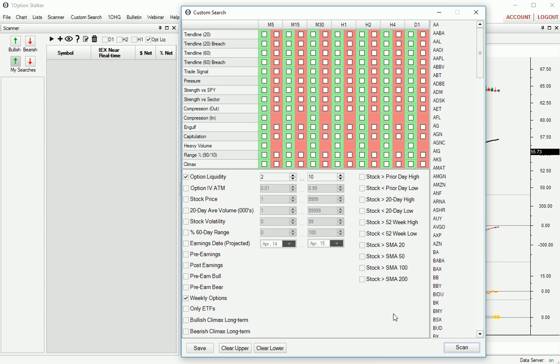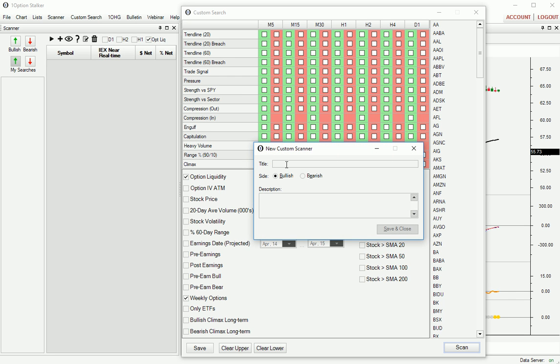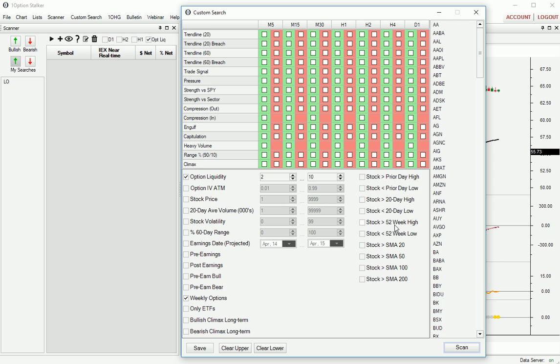Now, this is not a very exclusive search, tons of results, but just to show you, I'm going to save it. I'm going to name it LO, liquid options, just for the heck of it, because I want to show you how it shows up in My Searches. Put a description in here so that you know what the search does. I'm going to save and close, and there it is under my searches.